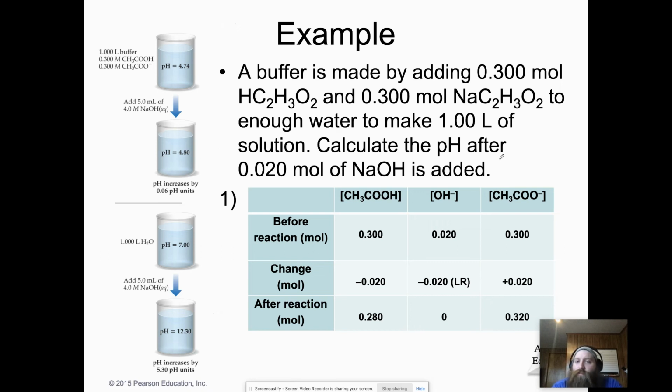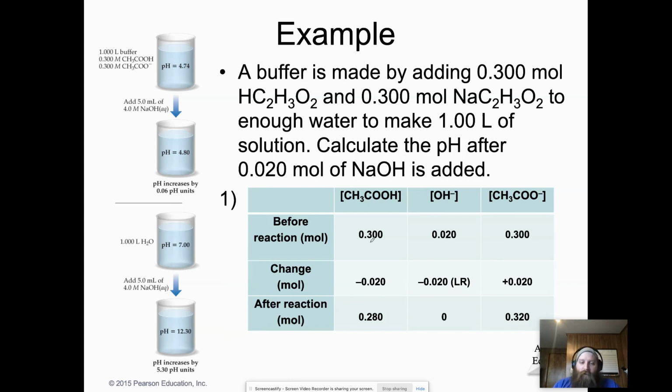So we have a buffer. It's made from 0.3 moles of acetic acid and 0.3 moles of sodium acetate, in enough water to make 1 liter of solution. Calculate the pH after 0.02 moles of sodium hydroxide is added. So we're going to use a version of the ICE table. We have initial, change, and then equilibrium normally. So now we're going to have before the reaction, the change, and then after the reaction.